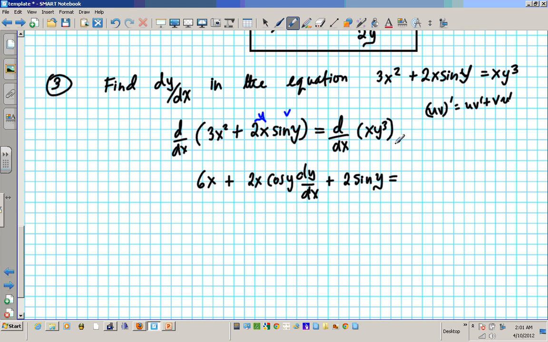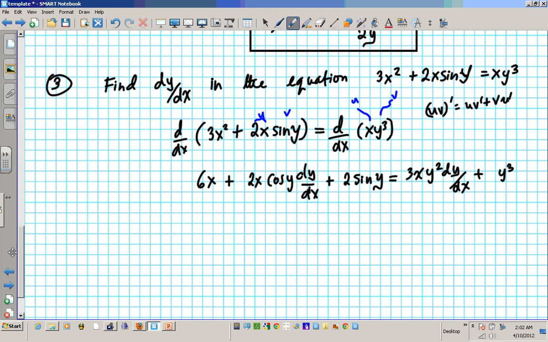On the right side, we have to use the product rule again. Let's call this my u right here, and that's my v. So for the uv prime, we're going to have x times the derivative of y to the third, which is 3y squared dy/dx, because the variable we're differentiating with respect to is different from y, so we have to have this dy/dx there, plus vu prime is going to be y to the third times the derivative of x, which is just 1, dx cancels out, so you have that.